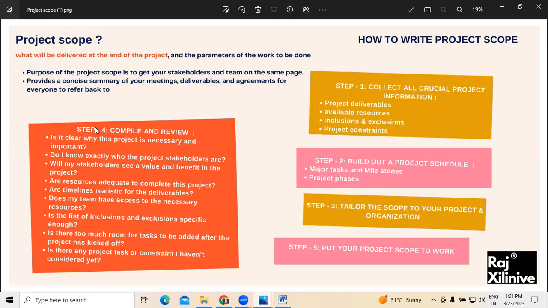Second, you need to build a project schedule where you identify the tasks as well as the milestones you want to achieve, followed by what project phases are required. Next, we need to tailor the scope of the project as well as the organization. Based on the first three steps, what we have researched so far, we need to compile and review, where we have to understand whether it is clear why this project is necessary and important for us.